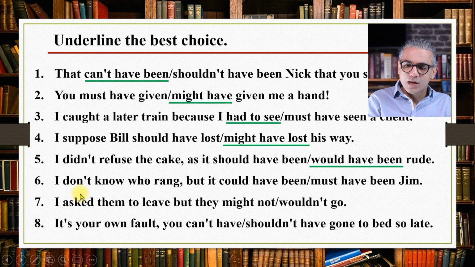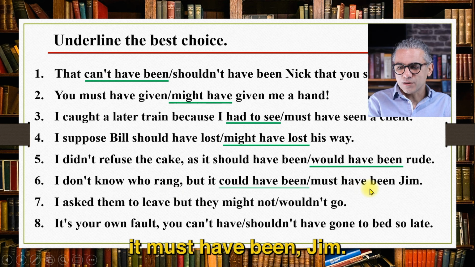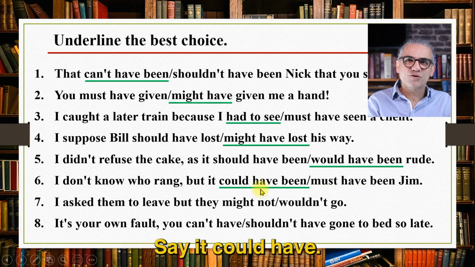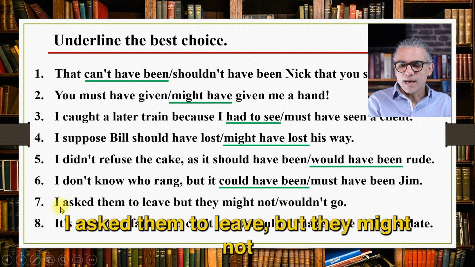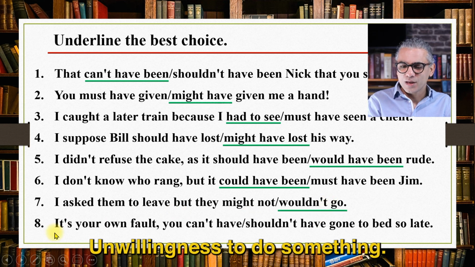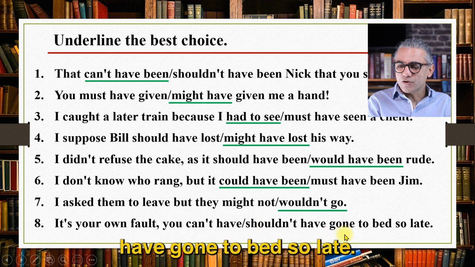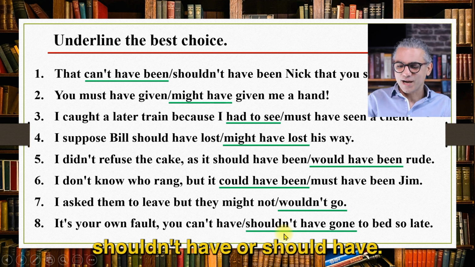Number six, I don't know who rang, but it could have been, it must have been Jim. When you don't know, you don't use must for deduction. Say it could have, it might have, it may have. Number seven, I asked them to leave, but they might not, they wouldn't go. Again, unwillingness to do something. And number eight, it's your own fault. You shouldn't have gone to bed so late. Criticism about a past action. Shouldn't have or should have.